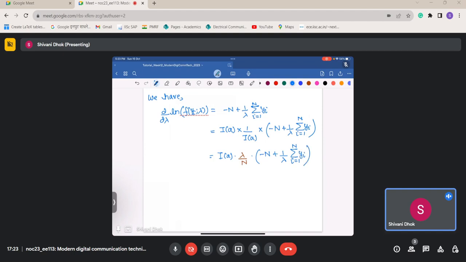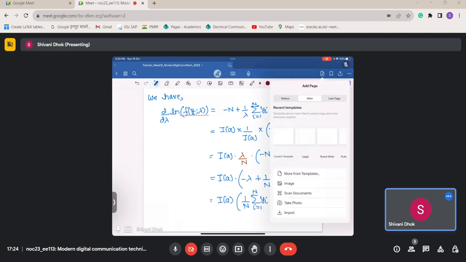Okay, so now again I can take this lambda by n inside and multiply it inside the bracket. So I have this IA multiplied by lambda by n into minus n. So this comes out to be minus lambda plus lambda by n into 1 by lambda. This comes out to be 1 by n summation i equal to 1 to capital N y_i. Okay, so this is simply your IA multiplied by 1 by n summation i equal to 1 to capital N y_i minus lambda.